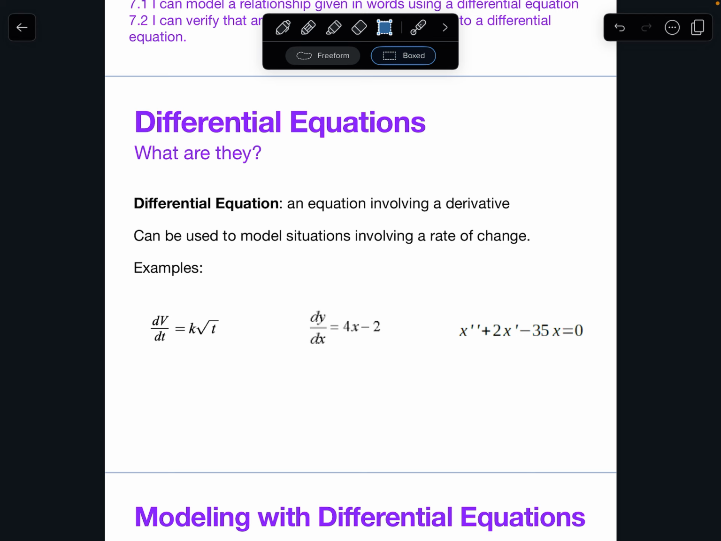dv/dt equals k times the square root of t. That's a differential equation. dy/dx equals 4x minus 2. To the far right, x double prime plus 2x prime minus 35x equals 0. There's a second and first derivative involved there. Still an example of a differential equation.